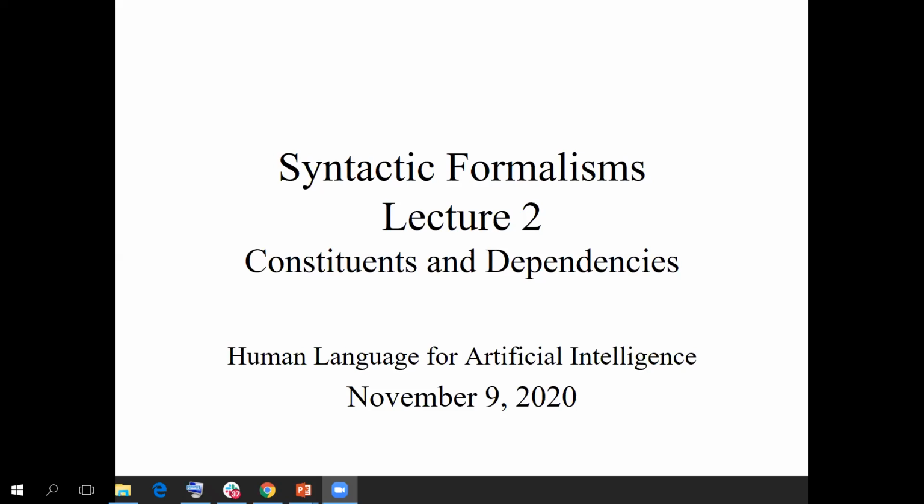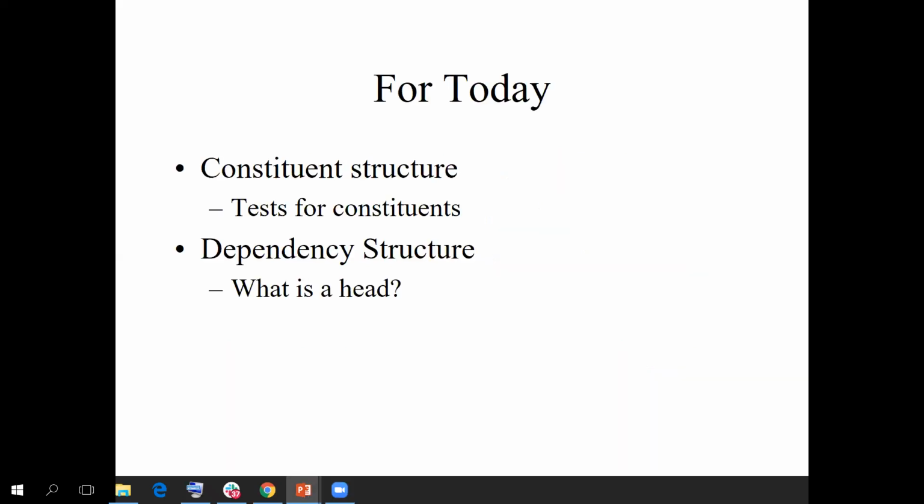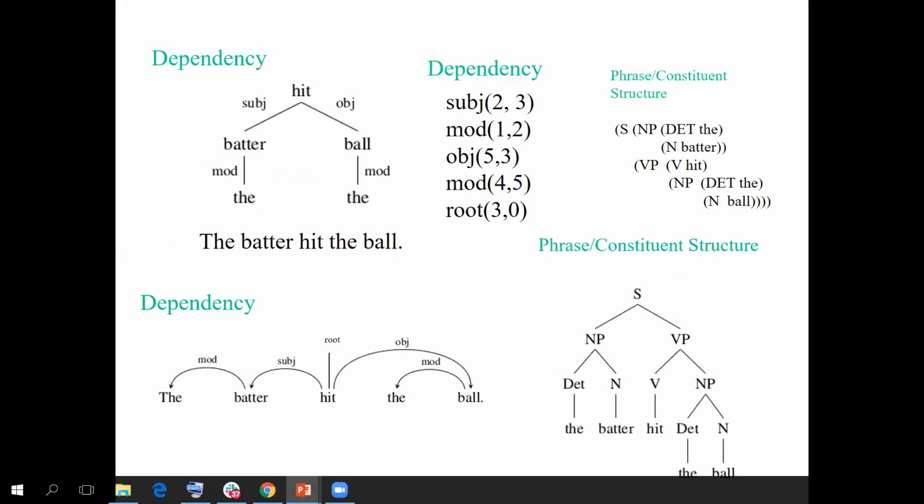Okay, so on Wednesday, we're going to go back to how the modern grammar formalisms built off of the augmented transition network. But before we talk about that, we have to talk about some background about grammar, which is constituents and dependencies. So on this slide, we see 2 representations of something called constituent structure and 3 representations of something called dependency structure. So let's start with the constituent structure.